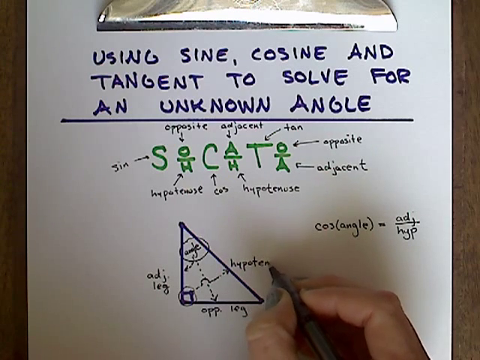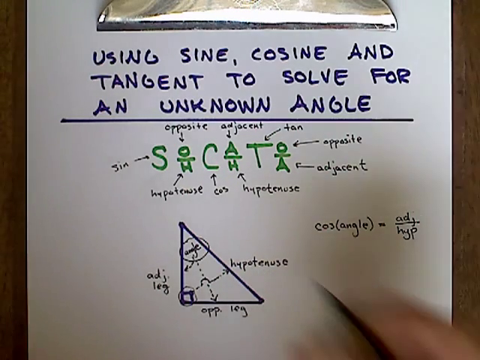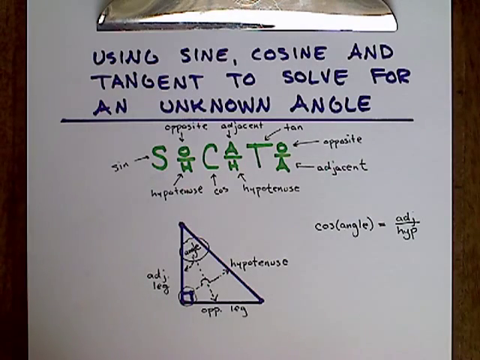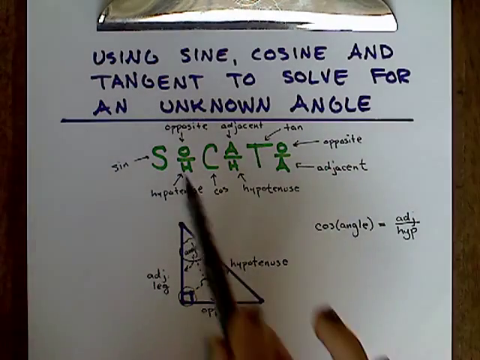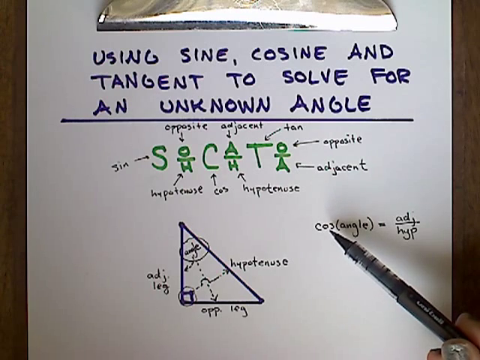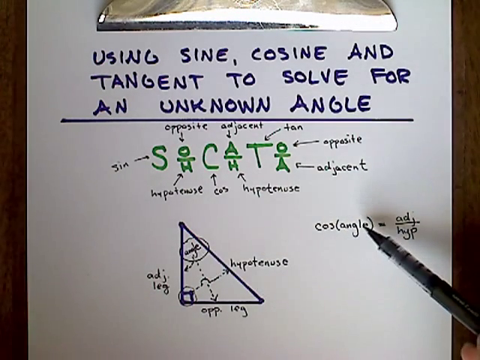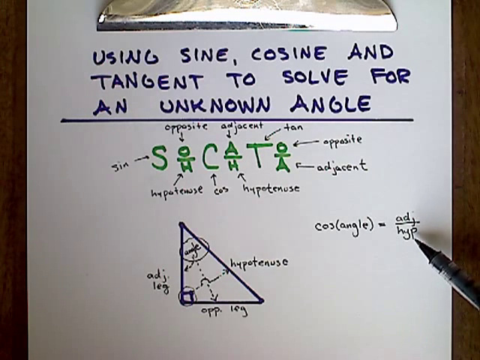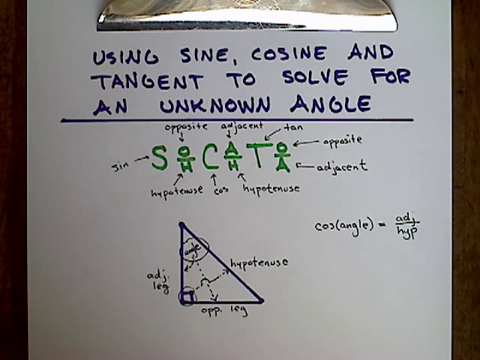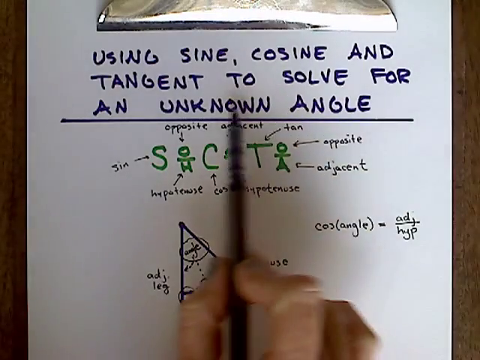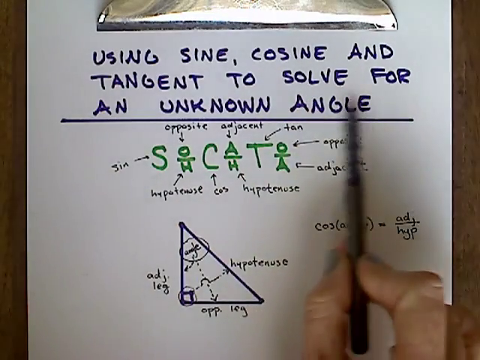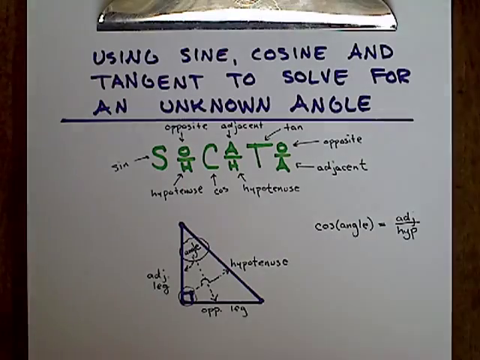As an example, I'm showing the cosine of an angle over to the right here. You can see the cosine of any angle equals the adjacent leg over the hypotenuse. Now for this problem, we're not trying to find the ratio, we're actually trying to find the angle measurement.